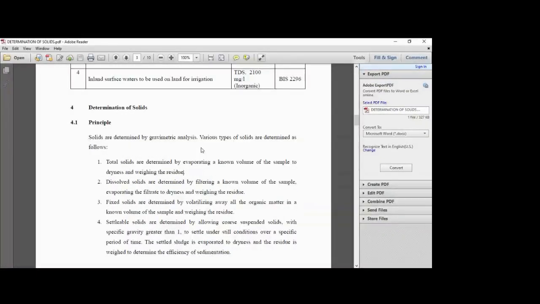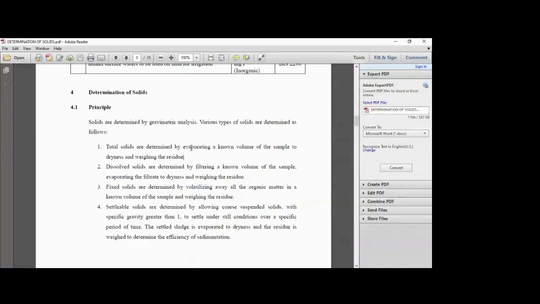I can take a wastewater sample of known volume, like 100 ml, right? I take a 100 ml sample of wastewater and evaporate it. All the water will get evaporated, and what remains is nothing but the solids, right? And all those solids are nothing but the total solids.